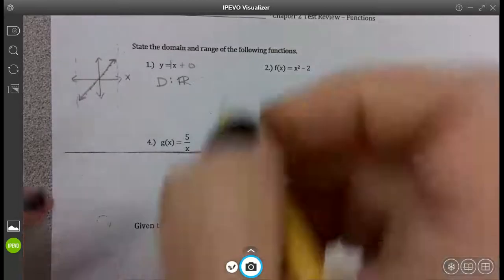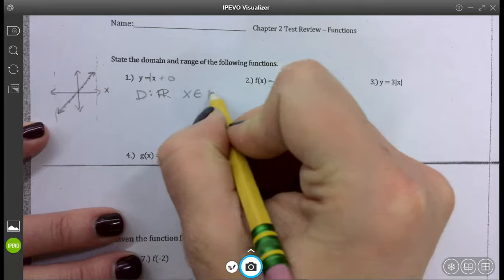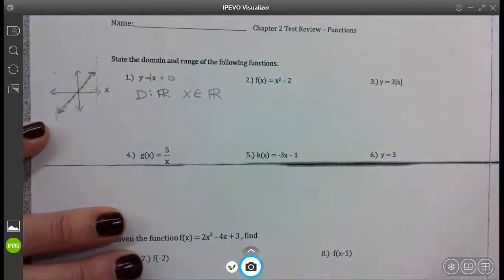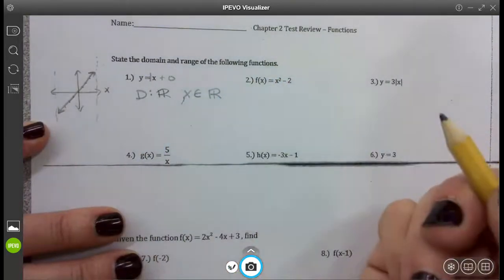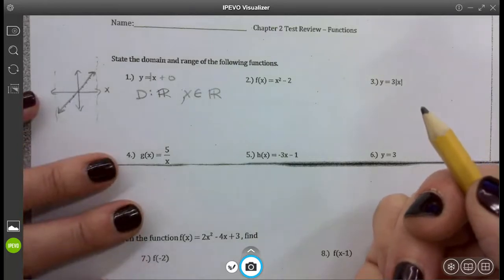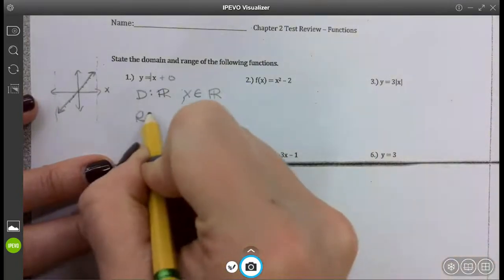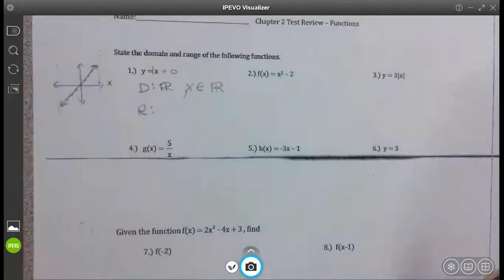Your textbook might use the notation x is an element of all the real numbers. Either one's fine. Okay, I'm not picky about notation. However, in your higher level math courses is where they're going to start being more particular about how you notate your math. Right now, I'm desiring you to get the process.